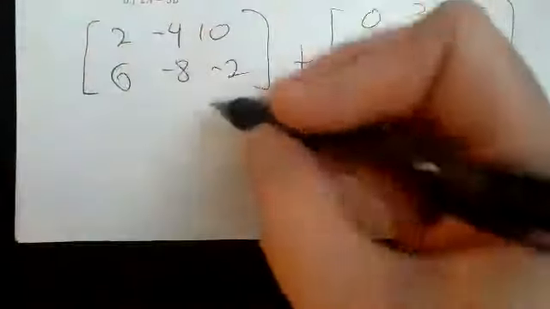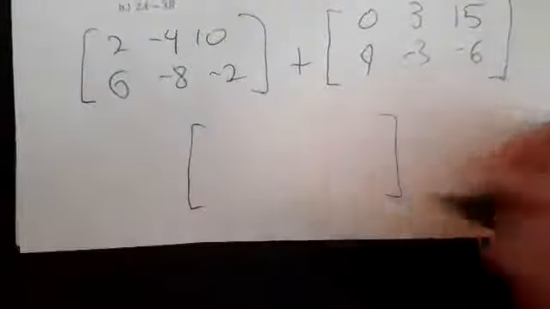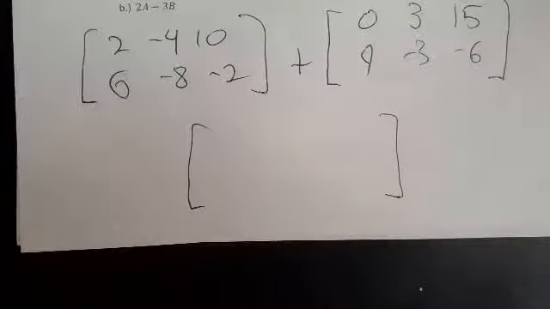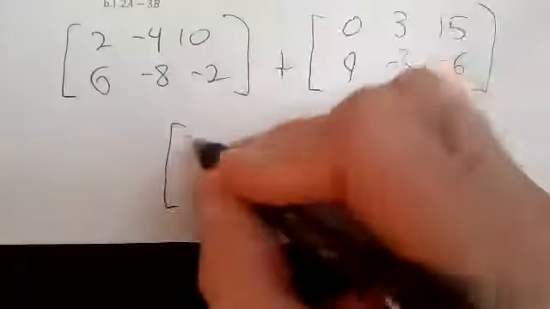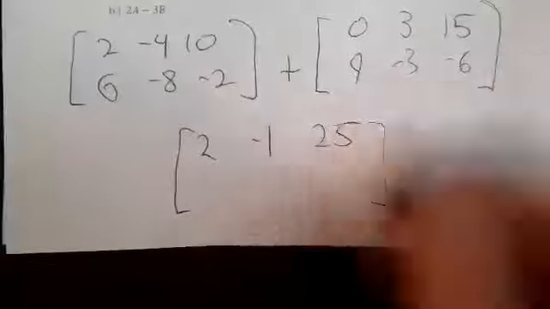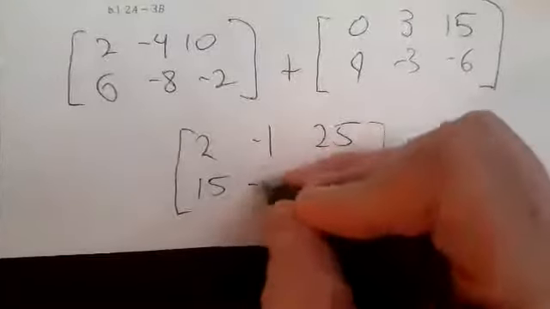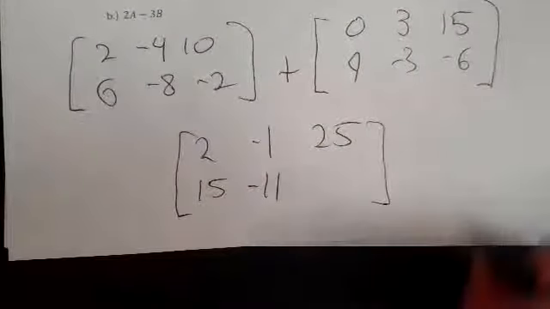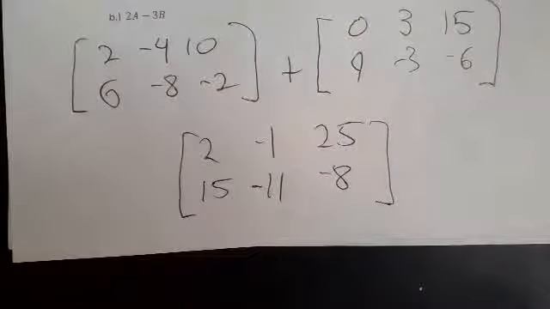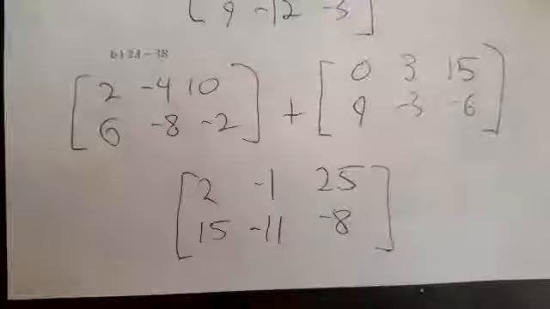And so this is a 2 by 3 matrix. This thing should be the same dimensions. So we're doing 2 and 0 gives me 2. Minus 4 and 3 is minus 1, 10 and 15, 25. 6 and 9 is 15. Minus 8 and minus 3 is a minus 11. Is a minus 8. That new matrix, the name of it is 2A minus 3B.